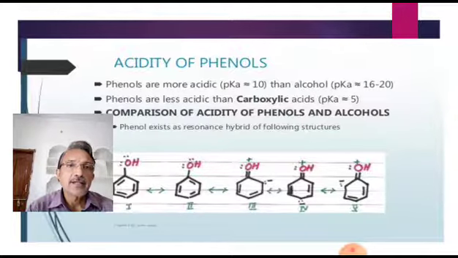When we compare the acidic nature of phenols with that of carboxylic acids, phenols are less acidic than carboxylic acids. It can be understood with the help of pKa values. The pKa of carboxylic acids is approximately 5. So, the lower the pKa, the higher the acidic nature. That's why phenols are more acidic than alcohols but less acidic than carboxylic acids.